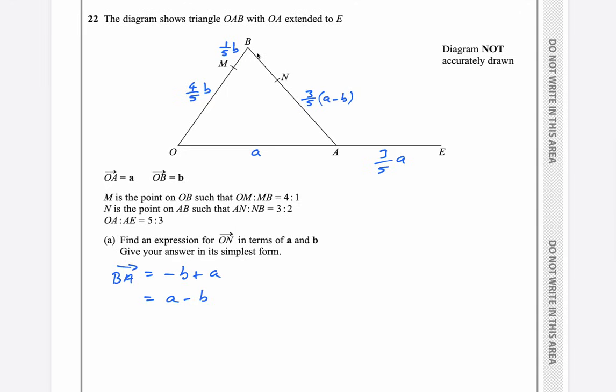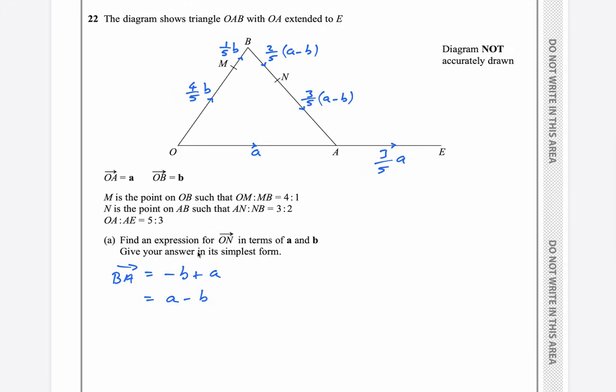And this would be going that way, though, just to be clear, guys. That's going that way, that's going that way, that's going that way, that's going that way, and that's going that way. And this would be 2/5, because it's the ratio 3:2. But AN is the bigger one, so 2/5 A minus B. And again, that's going that way.